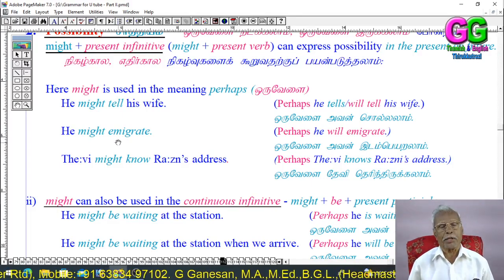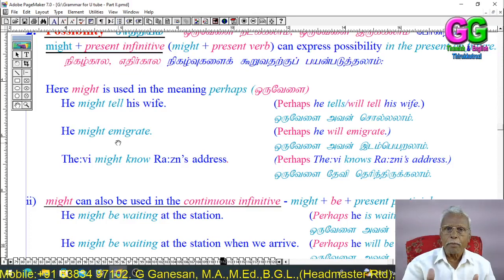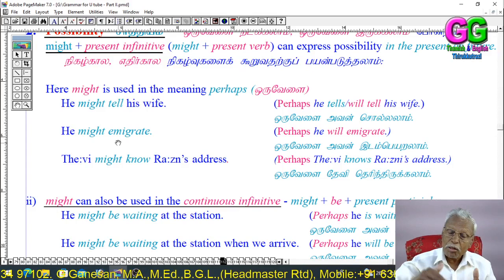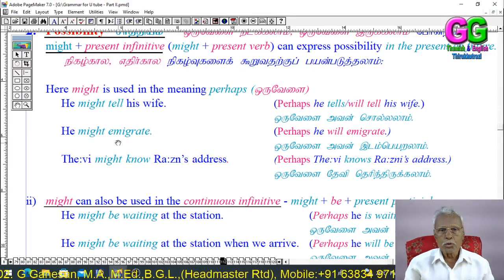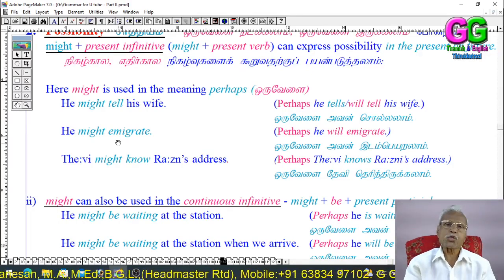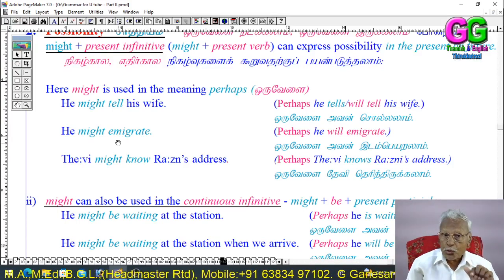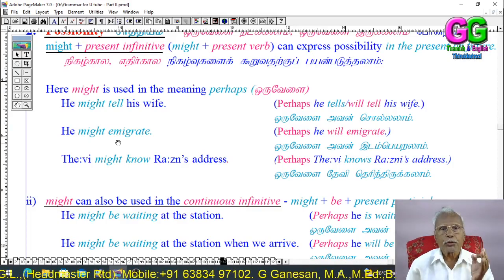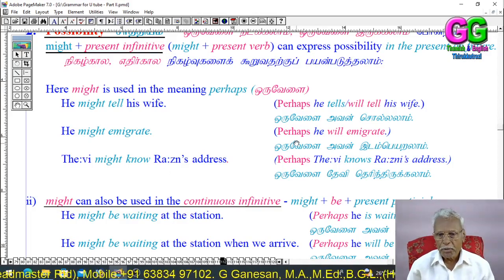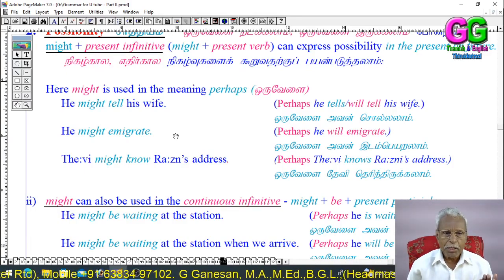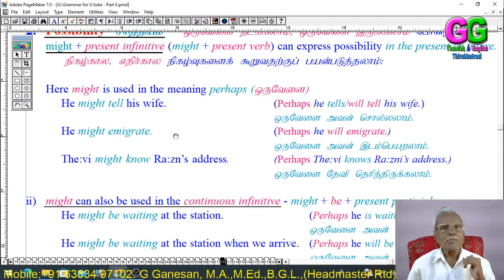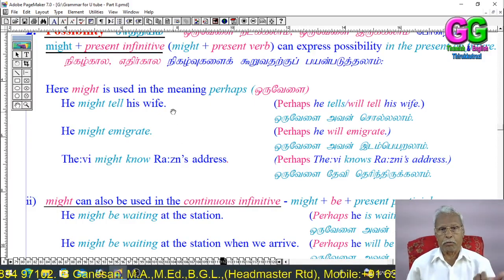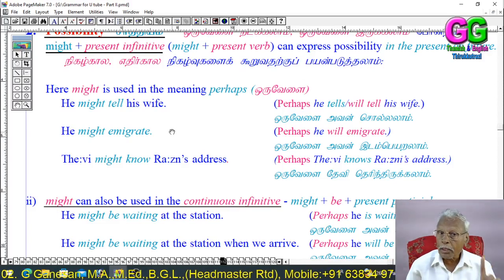He might emigrate. That is a person. He might emigrate means perhaps he will migrate to some other place. So as the event is to happen in the future, we can better use future tense. Perhaps he will emigrate. He might emigrate means perhaps he will emigrate, only in future tense. It is both in present and future, but here it is only in the future tense.